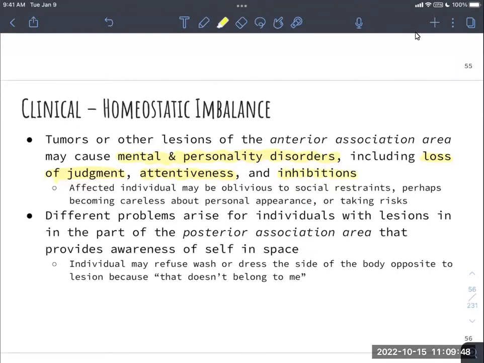So this becomes oblivious of social restraints, doing things that are not appropriate to be done in public. They lose that ability to realize that this is not something I should be doing. They just go do whatever. They don't care what they look like. They could take some risks, do something that they would never have done before. These can be some signs that something is not right.